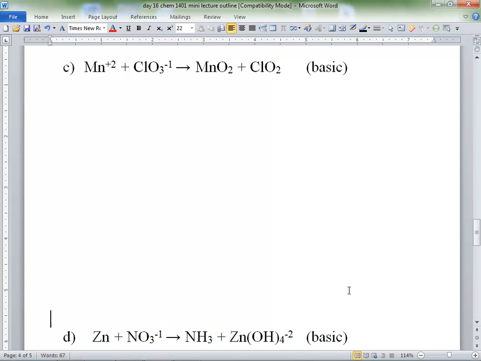Okay, H pluses. You're in basic solution, right? So you have to add 2 OH minuses to make this 2 waters. We have to add 2 OH minuses to that side also, because you can't have H plus in basic solution. So just write plus 2 OH minus and circle it because it's all one big thing. Then cross the whole thing out and write 2 H2Os next to it. So that's what you converted it into.